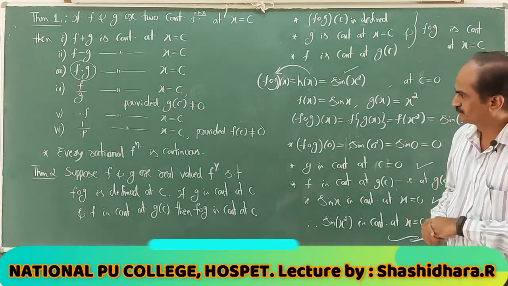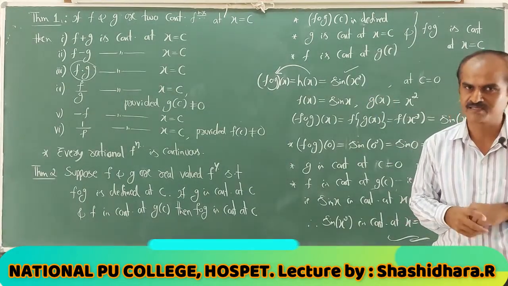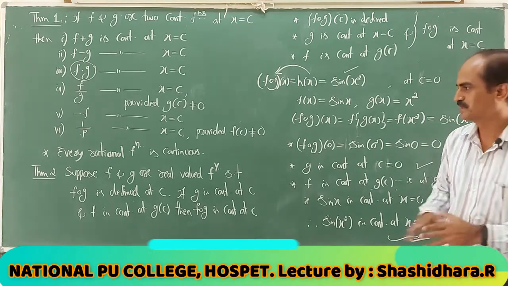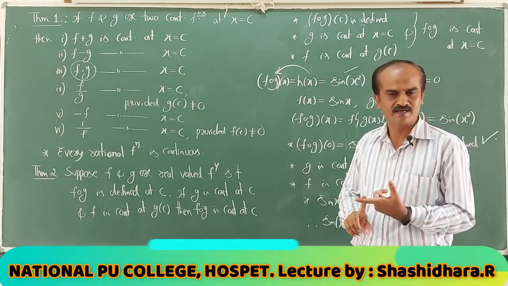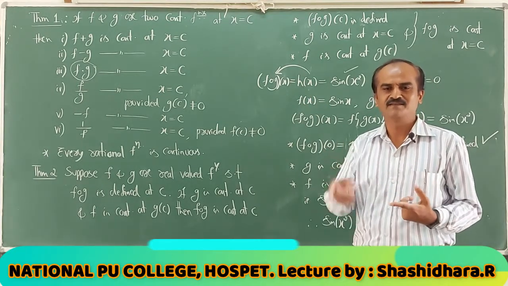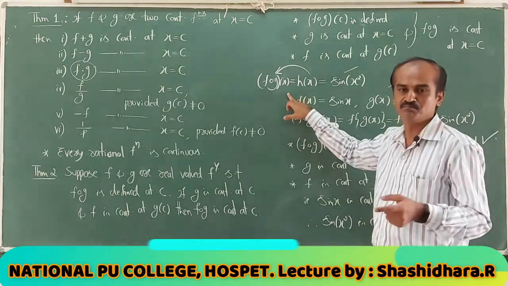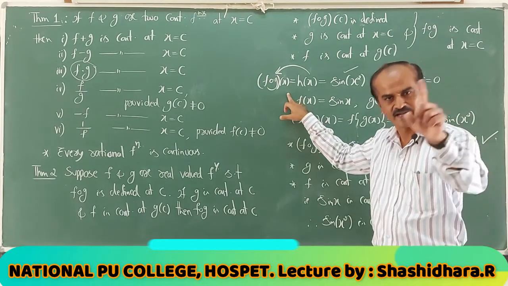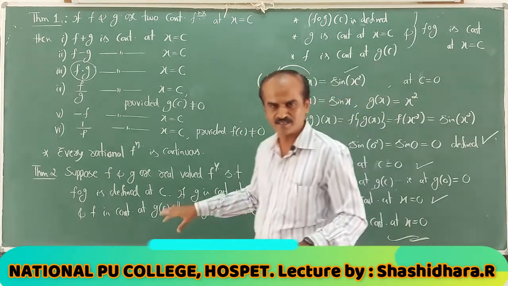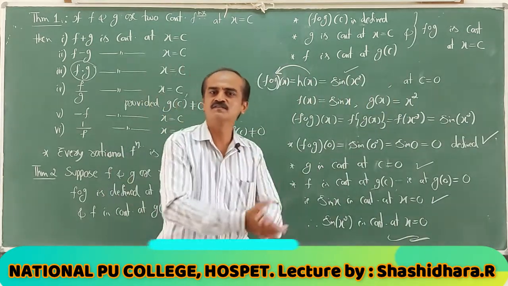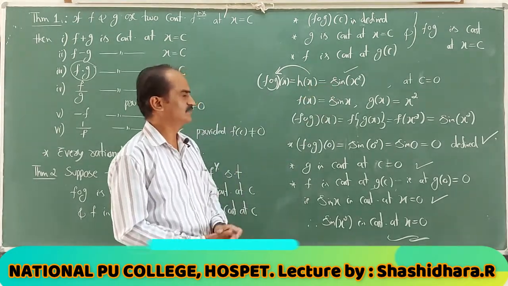In fact, this kind of question was once asked in the board exam for 4 marks. Very simple. In order to say that the composition of two functions is continuous at a point c, basically the function value at c must be defined, and the inner function g must be continuous at c, and f is continuous at g of c. If these three conditions are satisfied, with the help of the theorem we can say that f composition g is also continuous. We can make use of that theorem to answer this kind of questions.